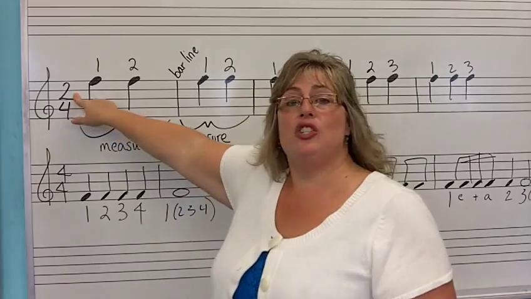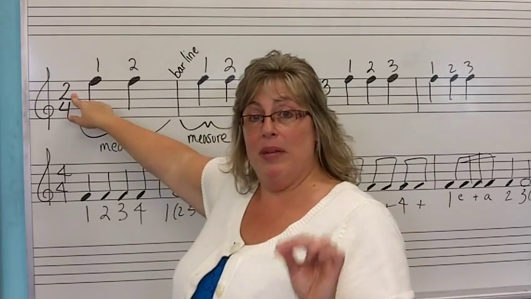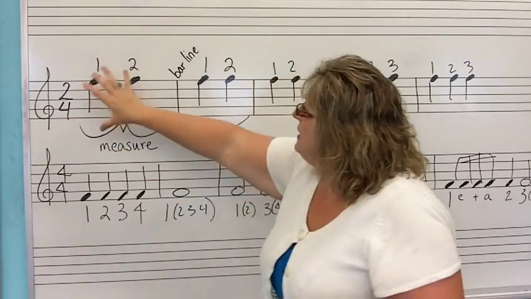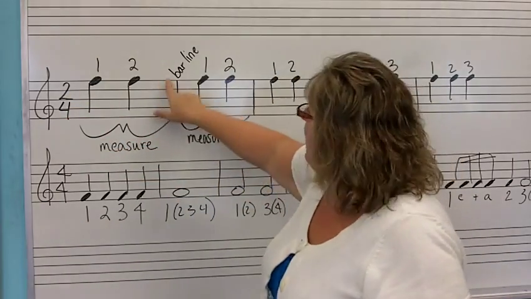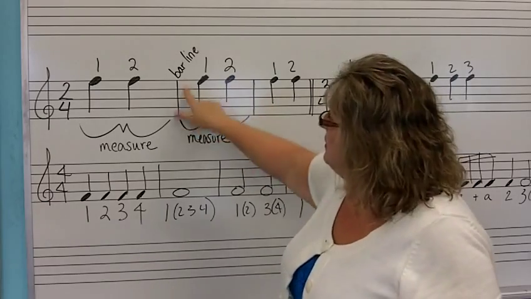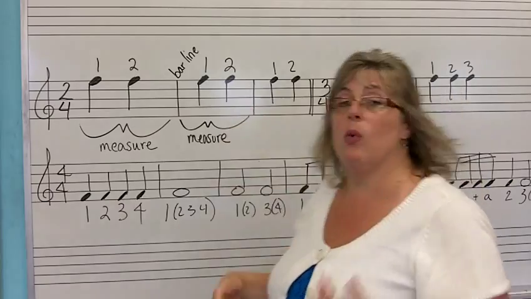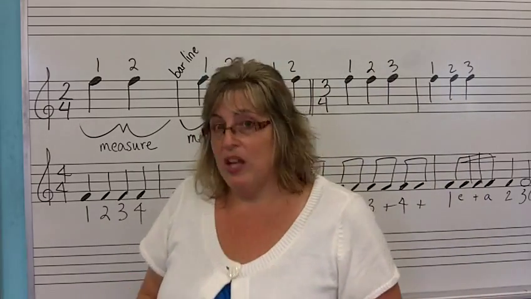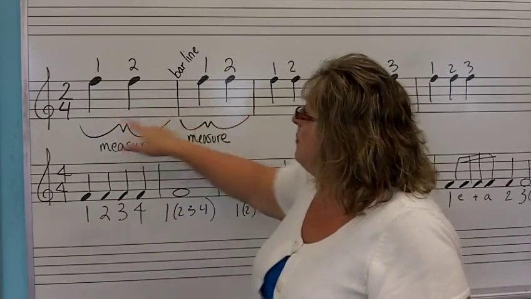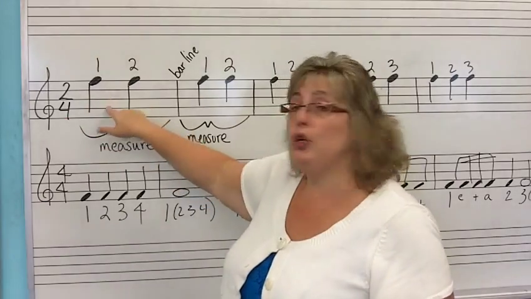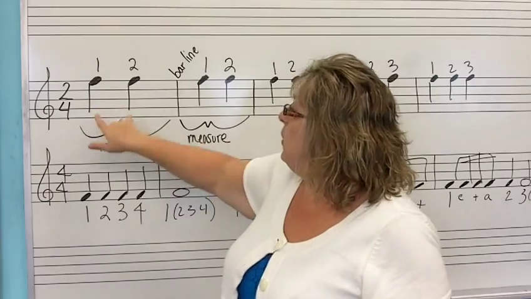The top number tells you how many beats are going to be in each measure. And if you're going, what is a measure? On a staff, it's going to be broken down by little lines, okay? These lines are called bar lines, and the space between the bar lines is what we know as a measure. So within each one of these, because my time signature is 2/4, I have to have 2 beats in each measure. So I've written it out for you.